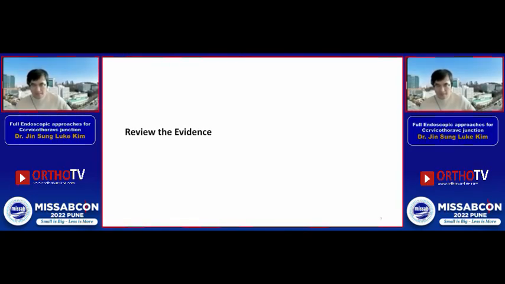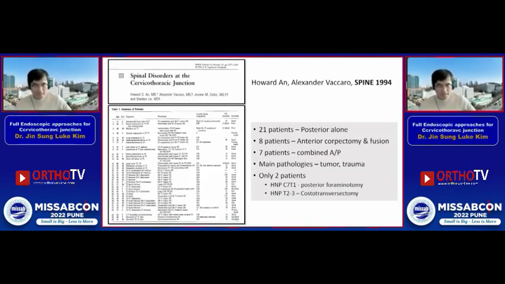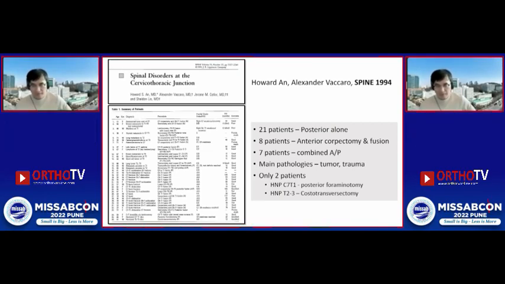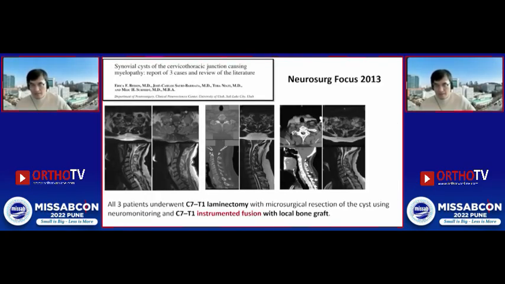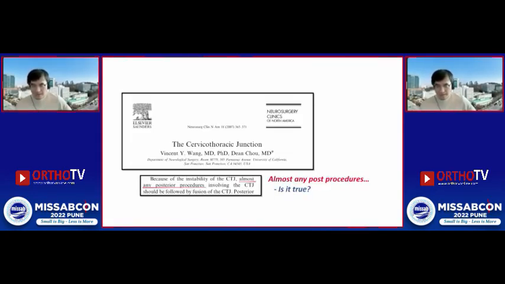And other evidence from 1994 from the renowned spine surgeon Howard An, Rush University, and Alexander Vaccaro, and the sort of papers about the CT junction and the case solution, mostly they prefer laminectomy and conventional instrumentation surgery with local bone allograft as well. Almost all cases, any posterior procedures involving the CT junction should be followed by fusion, right? Is it true?